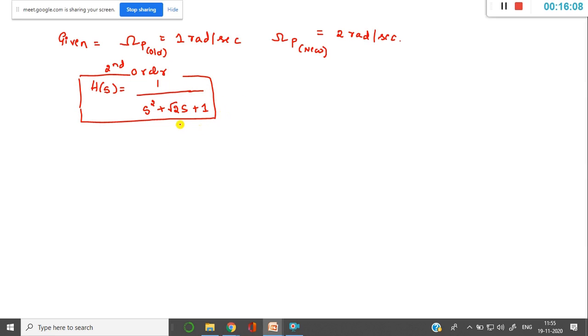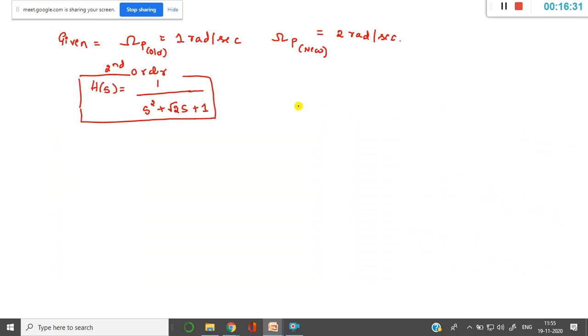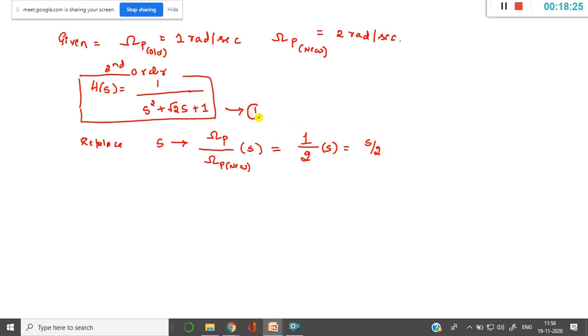Now, going to the other table: if I am moving from a low pass filter of one frequency to another frequency, then I should replace my s by omega p divided by omega p new into s. So let me perform that. Replace s with omega p divided by omega p new. What is the old value of omega p? That is 1, so 1 divided by 2 is the new value. So s divided by 2 is to be replaced in my equation 1. Let me call this equation 1.